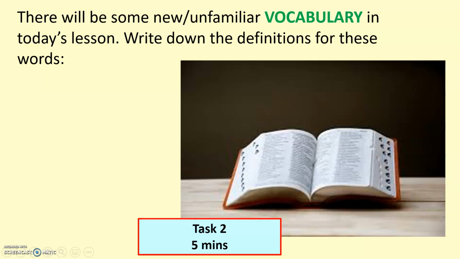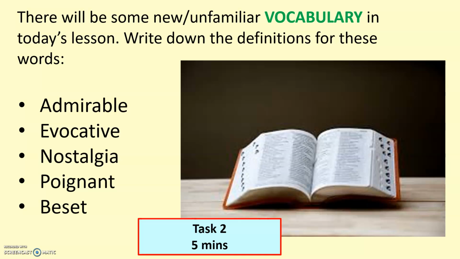Right, some unfamiliar vocabulary coming up in these articles. This refers to the articles which you have been posted home. So therefore you have a copy of this to get hold of before you read it later. In the meantime, for task number 2, could you write down the definitions for these words, please? They are admirable, evocative, nostalgia, poignant, and beset. So pause this video now and spend 5 minutes looking up and writing down those words, please.